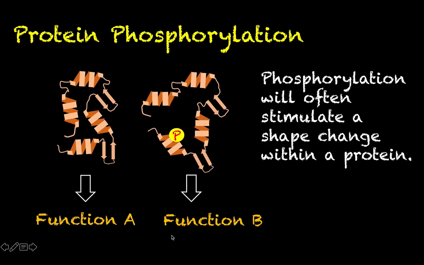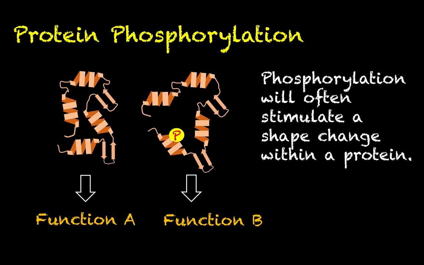we'll call function A. If we were to phosphorylate a protein, this very often stimulates a sometimes subtle, sometimes not so subtle shape change within the protein. These shape changes are often called conformation changes. What you can see here is that the phosphorylation of a serine, threonine, or tyrosine residue within this protein has caused a somewhat minor shape change, although the shape change is definitely noticeable when you compare the two proteins to each other. Since this protein that is now phosphorylated has taken on a new shape, we can say pretty confidently it is going to have a different function now, which we will call function B.